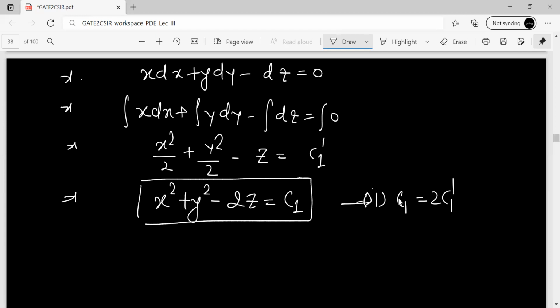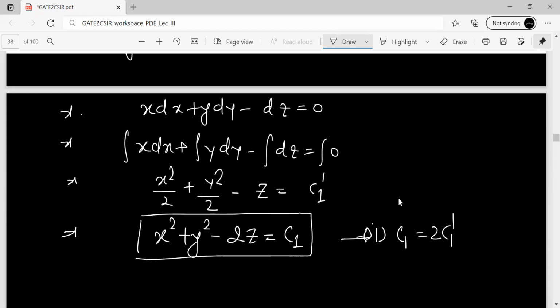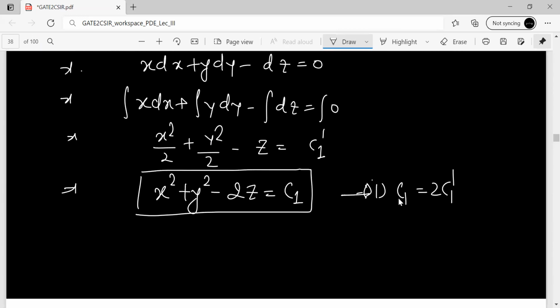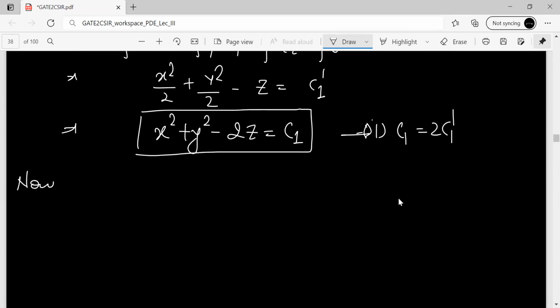I found this, and now the next goal will be to find the next set of constants. So let me see again what I have here. Yeah. So now consider again the same thing.